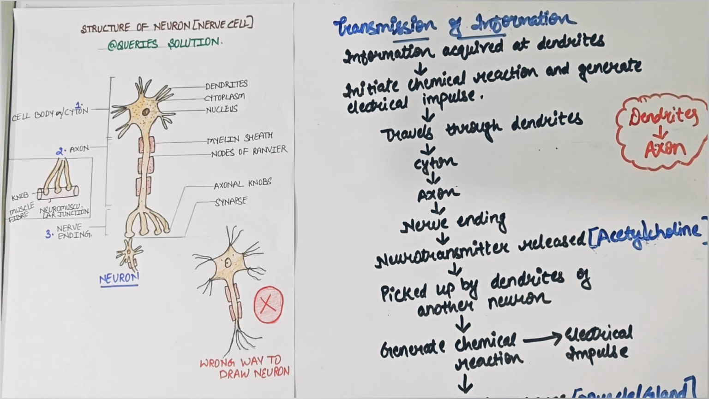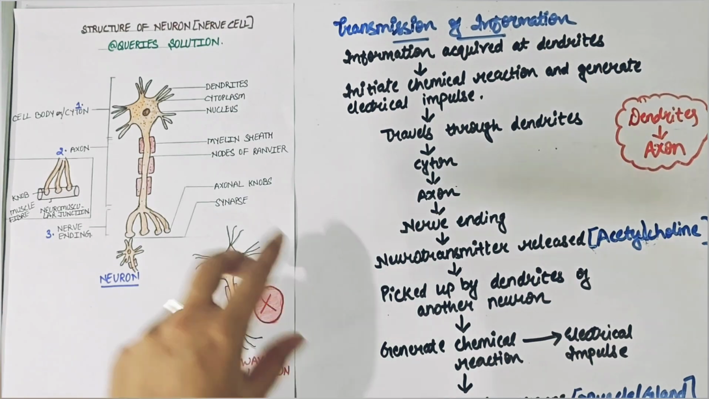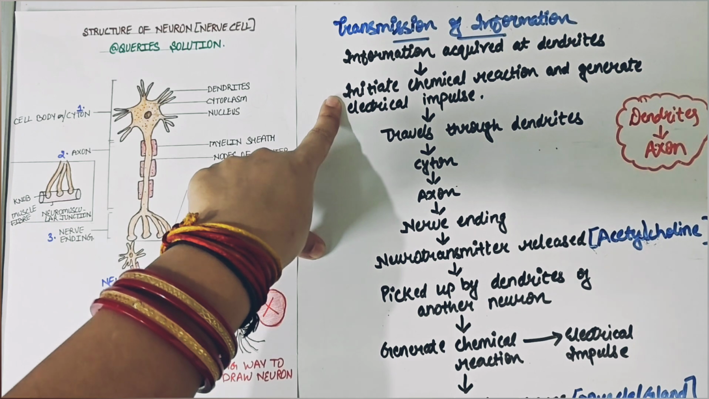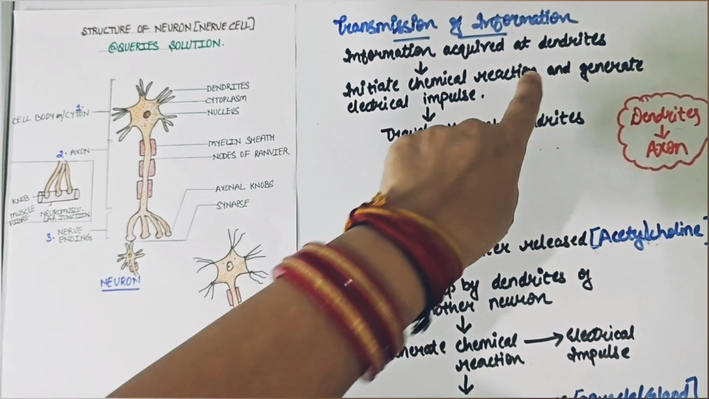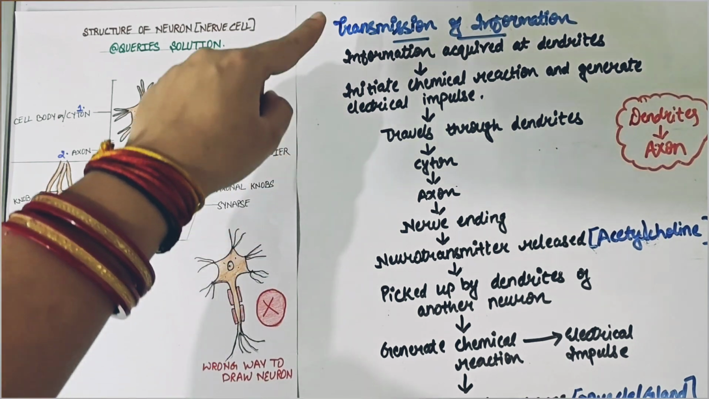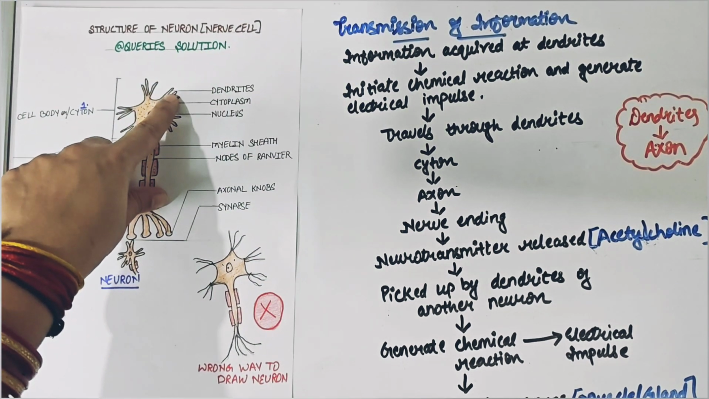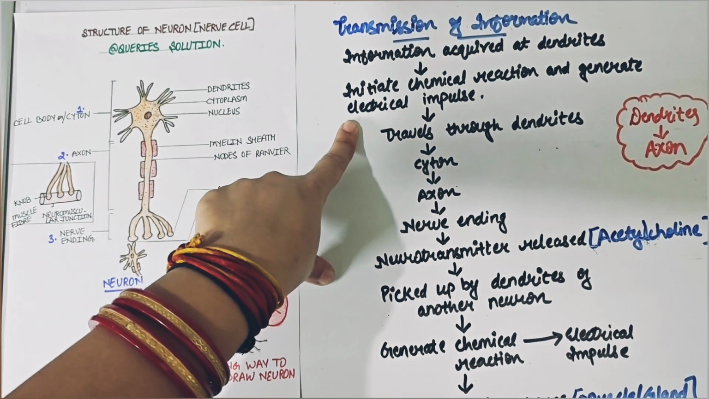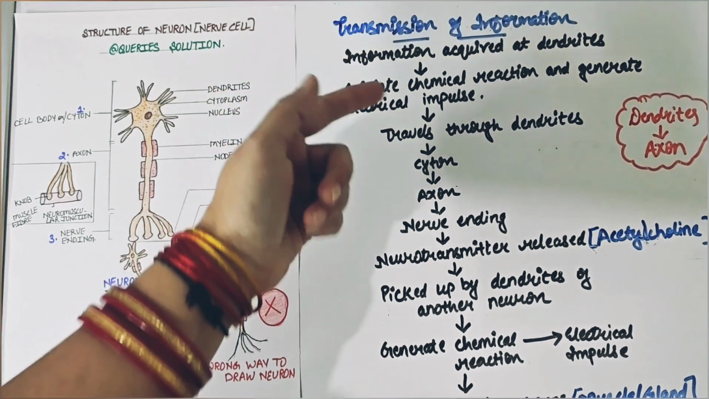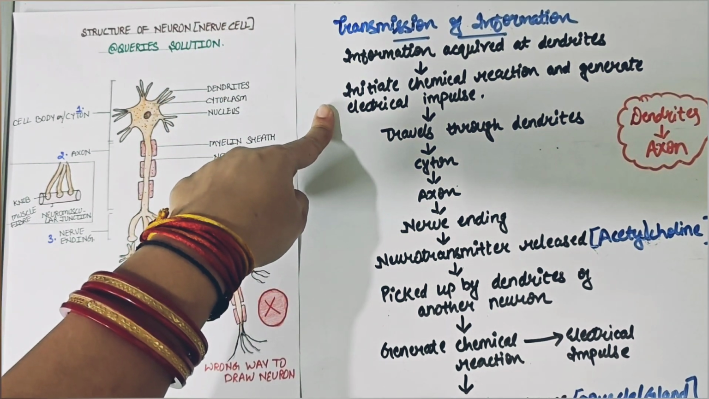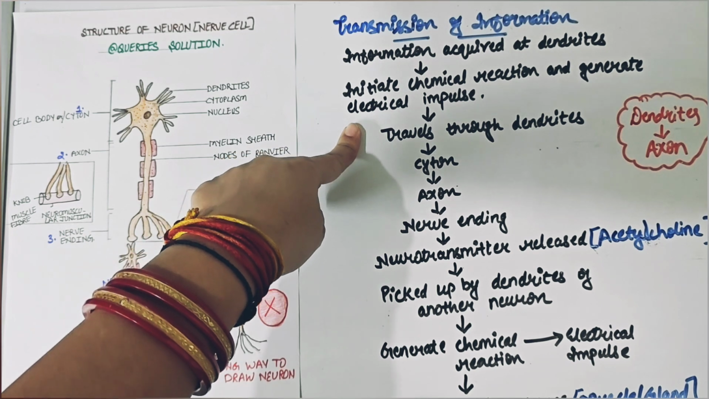That's the first thing. Now, whenever any information is acquired at the dendrite of a neuron, it first of all triggers a chemical reaction. This is important to note. The first thing that happens when information reaches the dendritic part is that it initiates a chemical reaction, which later generates an electrical impulse. We'll understand this later, but just remember for now that first a chemical reaction is generated, which is followed by an electrical impulse.